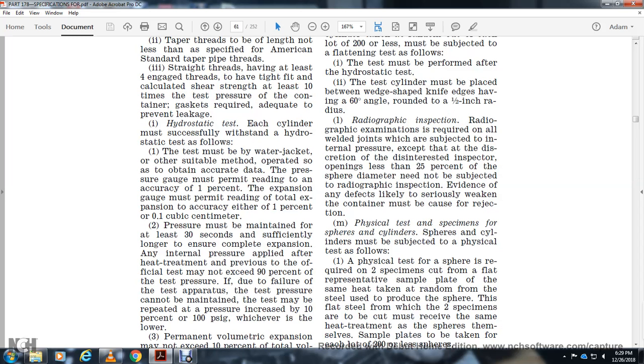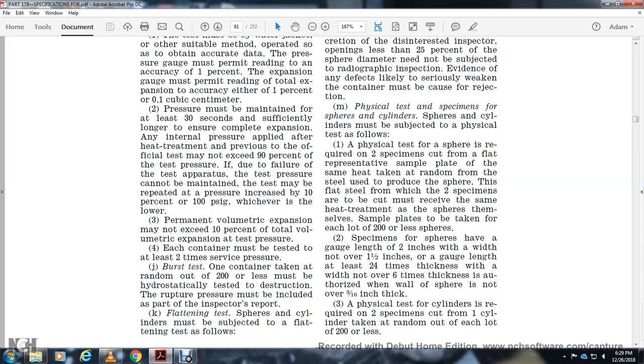Internal pressure applied after the heat treatment previously with the visual test may not exceed 80-90% of the test pressure. If, due to failure of the test apparatus, the test pressure cannot be maintained, the test must be repeated. The pressure is increased by 10% or 100 psi gauge, whichever is lower. Permanent volumetric expansion may not exceed 10% of the total volumetric expansion at the test pressure.